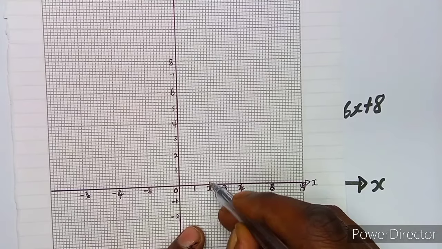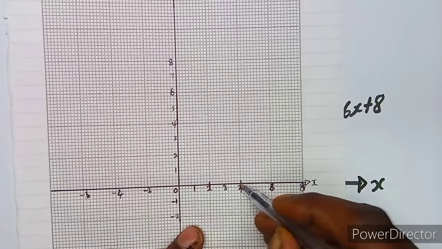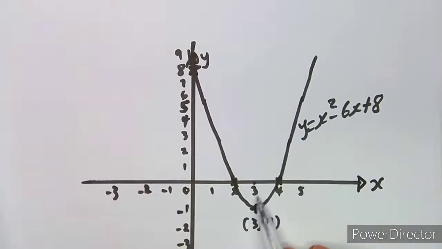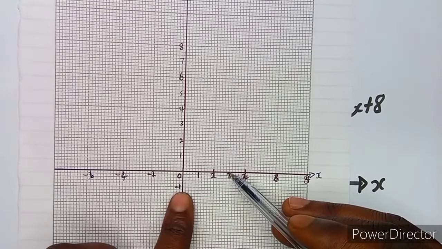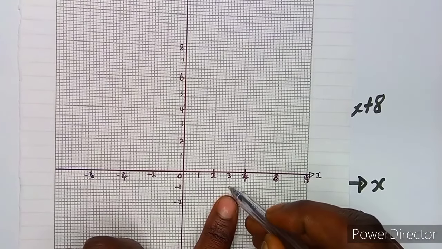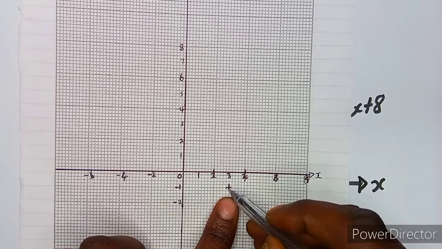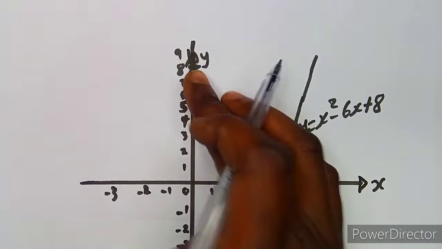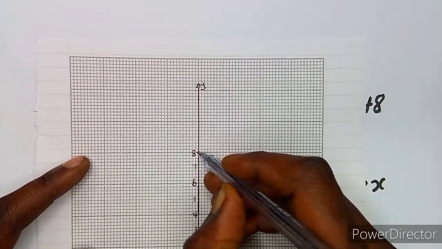So this is your 2, you mark at 2 here, and this is your 4, you mark at 4 here. Okay, then remember our turning point, it was 3, minus 1. So 3 and minus 1, where these two meet here, they meet at this point, 3 and minus 1. You mark a point here, that's 3, minus 1, something like this. Then another one is this one for 8 here, you mark it. So that's how you just do it even in your graph paper.